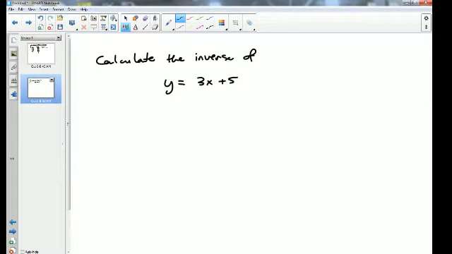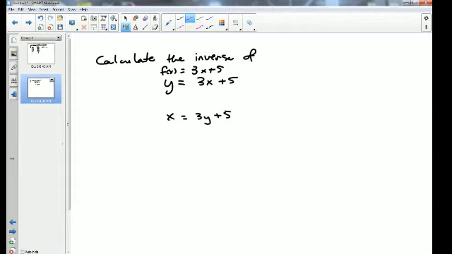Algebraically, again, calculating inverses. What do you do? Switch x and y. Being aware this can also be written like this, it's the same thing. Switch the x and y. Now what? Solve for y. So get that big general theme in your head: switching x's and y's, and then if you need to, solve for y.